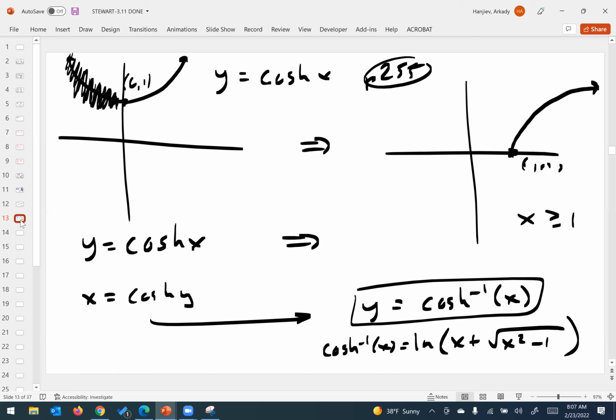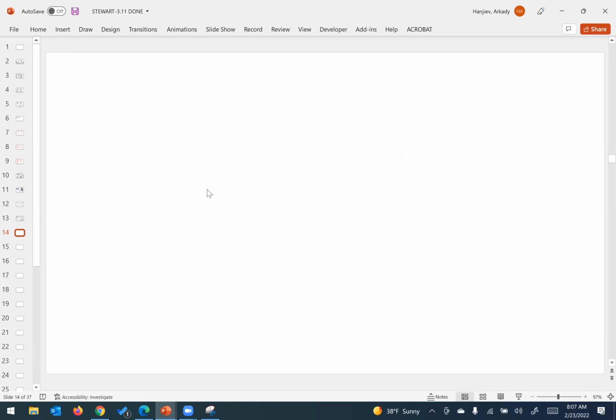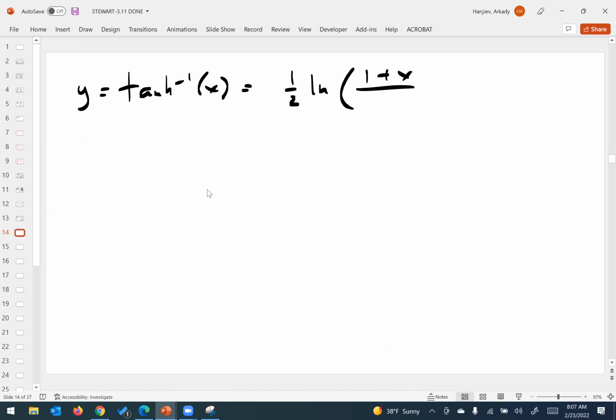So with tangent, we could actually put hyperbolic sine over hyperbolic cosine on top of each other, right? And if we do that, there's some algebra, but I want to give you that formula as well. So y is equal to inverse hyperbolic tangent, which is equal to 1/2 ln of (1 plus x) over (1 minus x). And that is a very limited range. We're only going to go from -1 to 1.